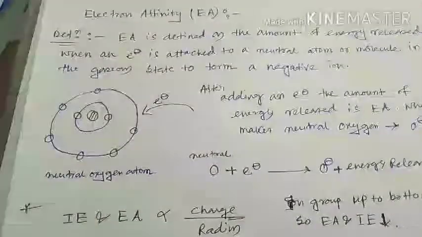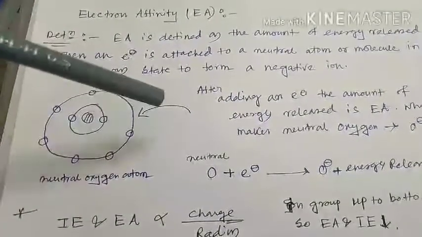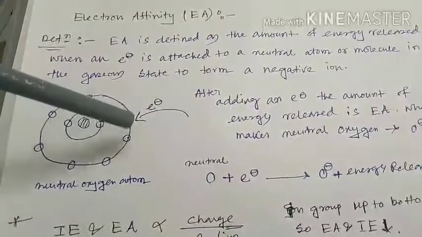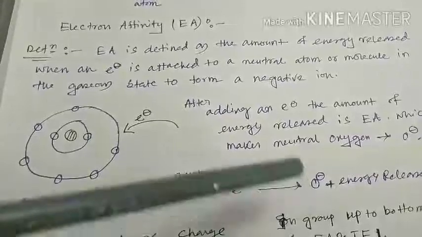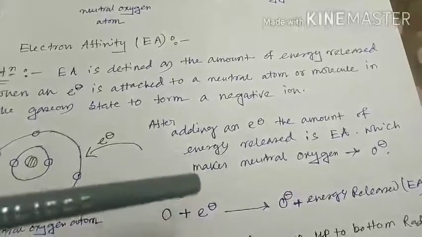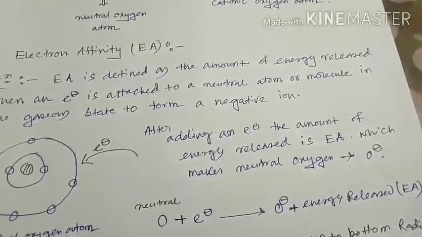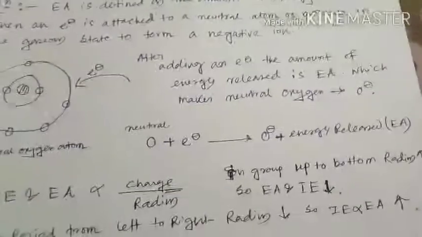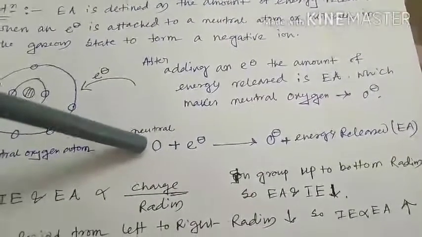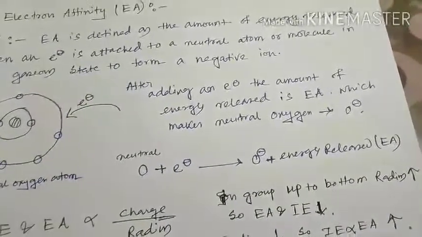Okay, here we have also taken the neutral oxygen atom and added an electron. After adding this electron to the neutral oxygen atom, an amount of energy is released, and this amount of energy is called electron affinity, or EA, which makes the neutral oxygen O negative. This can be represented as: oxygen plus electron gives O minus plus energy released. This energy is called electron affinity.